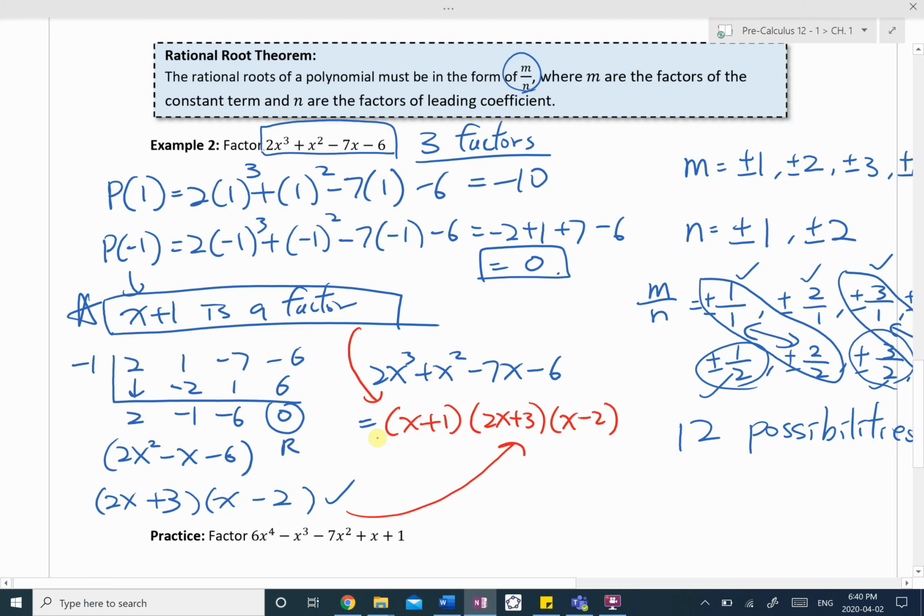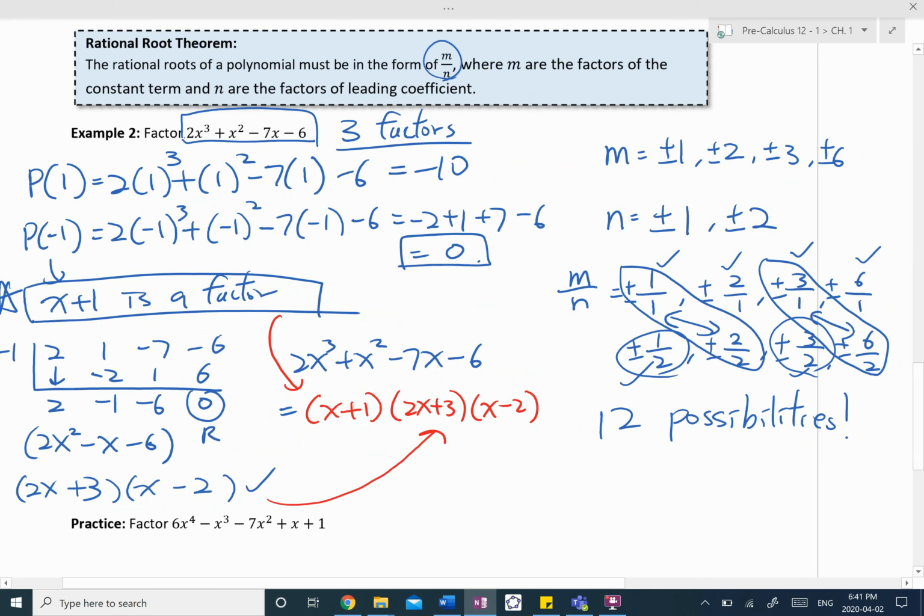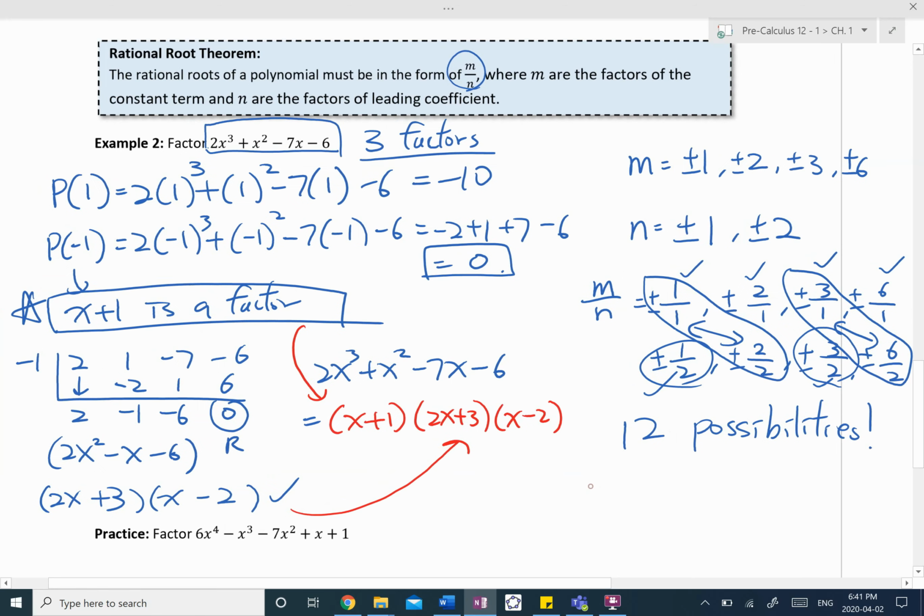Okay, so this is how we factor this cubic function. Again, let me just go through the steps. We need to first come up with the expression for m over n. Now obviously you don't need to write this down, but I'm just trying to show you there are many different possibilities. But what you need to do is take these possibilities and plug into the polynomial and see which gives you a remainder of 0.